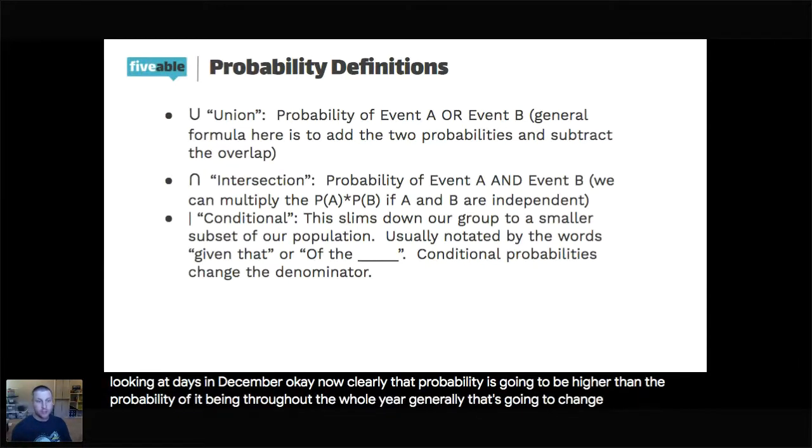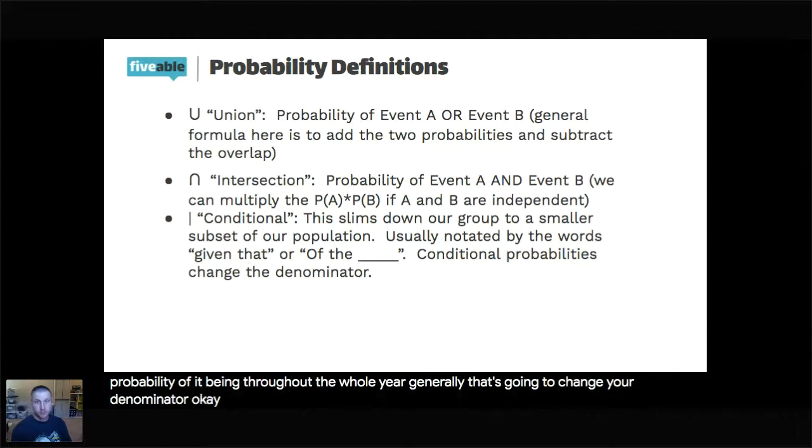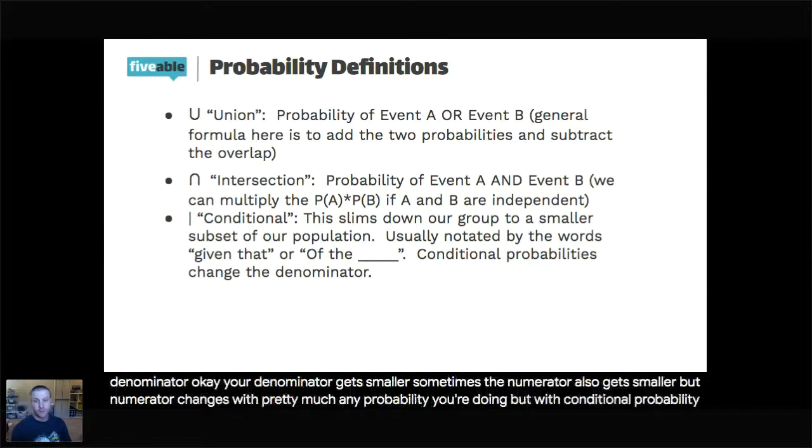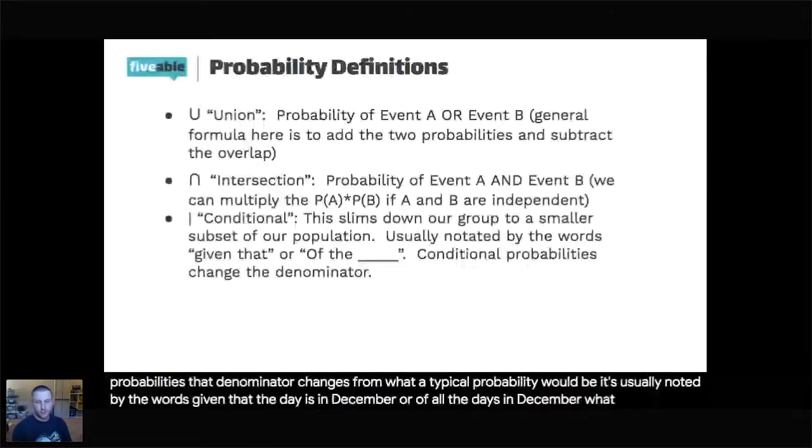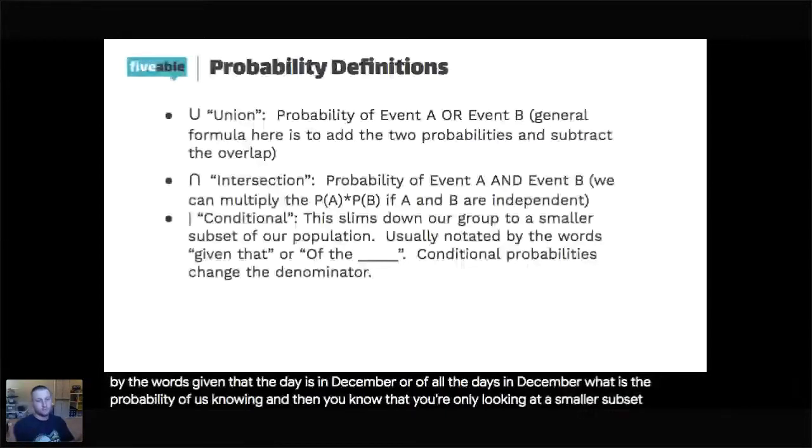Generally, that's going to change your denominator. Your denominator gets smaller. Sometimes the numerator also gets smaller, but the numerator changes with pretty much any probability you're doing. With conditional probabilities, the denominator changes from what a typical probability would be. It's usually noted by the words "given that the day is in December," or "of all the days in December, what is the probability of it snowing?" And then you know that you're only looking at a smaller subset of the population. You're not looking at all 365 days in that case.